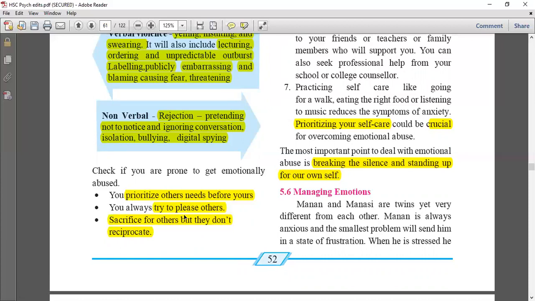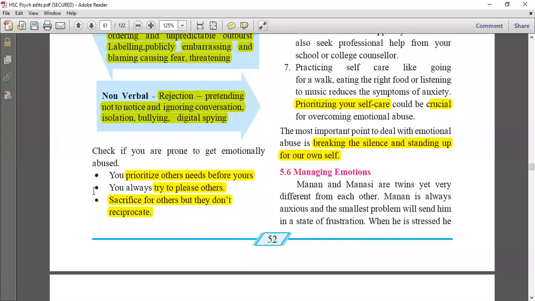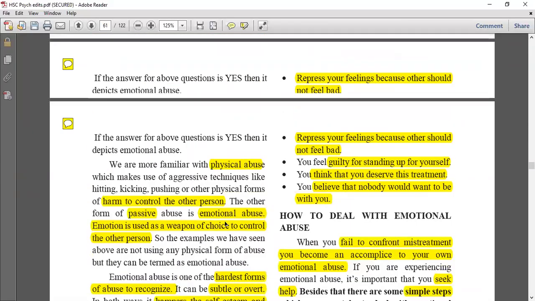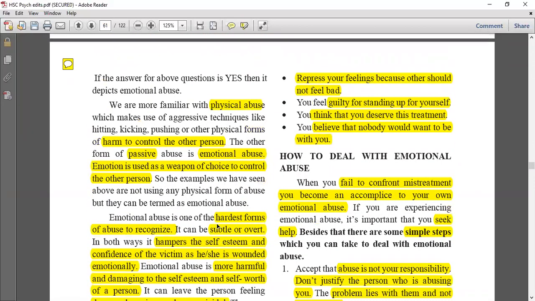So you have to check if you are prone to getting emotionally abused. You're more likely to be emotionally abused when you prioritize other people. You want to please everybody. You're ready to sacrifice for others, but they don't reciprocate. So you think, okay, I want to study humanities, but my father wants me to do engineering, so I will leave it and I'll do engineering.